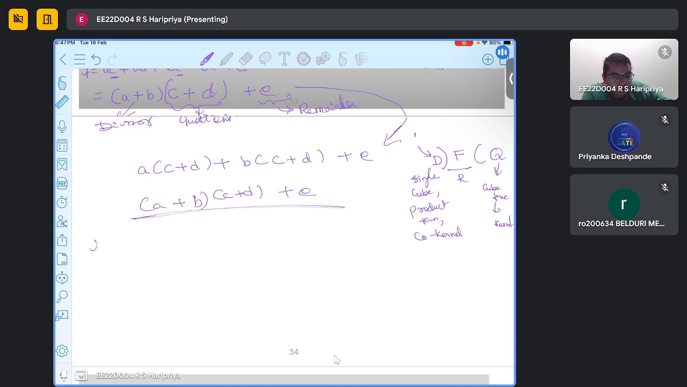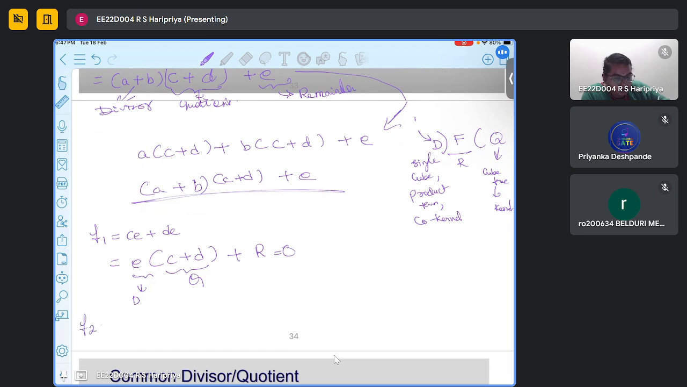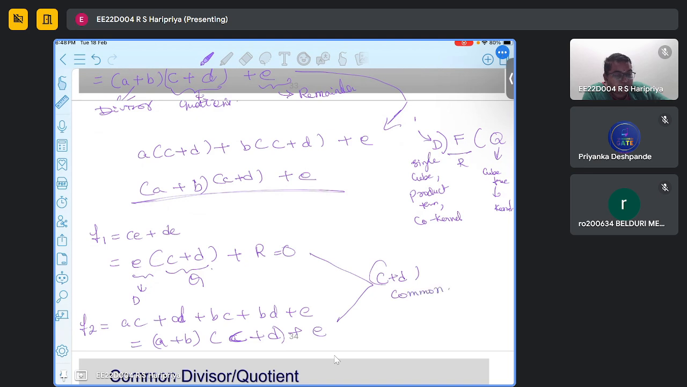So if we have an example, say f1 is equal to CE plus DE, it is E common, C plus D. So this is the quotient, this is the divisor, plus the remainder is 0. Say f2 is equal to AC plus AD plus BC plus BD. So we have seen that we will get A plus B times C plus D. So here we have the C plus D term, which is a common term. So we can rewrite these expressions.